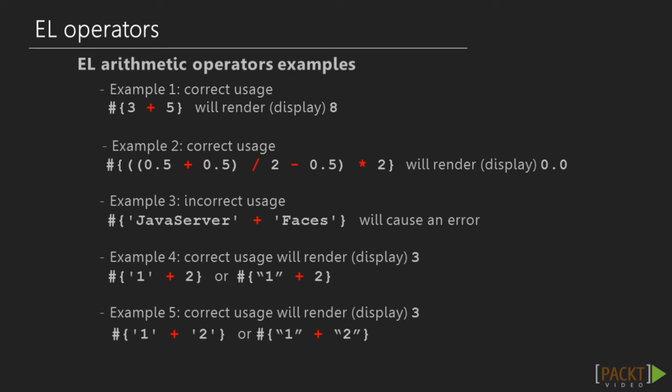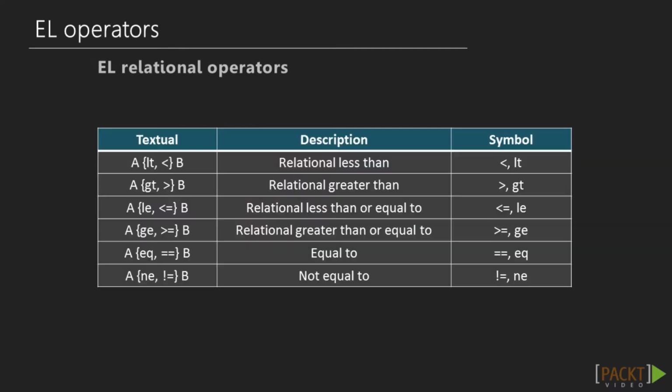As you can see in the first example, the plus operator will compute the addition of 3 and 5, while in the third example, the same operator will cause an error, since it is used as a concatenation operator, which is a bad practice. So, as long as we respect the mathematical rules, we can implement different calculations, as you can see in the second example. Finally, take a look at examples 4 and 5, which are correctly evaluated even if we are using single or double quotes around numbers.